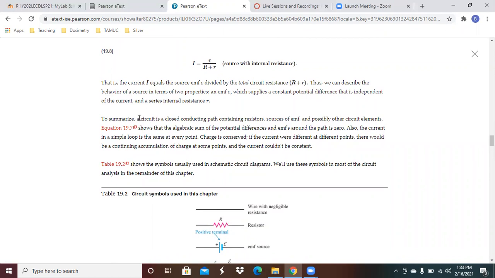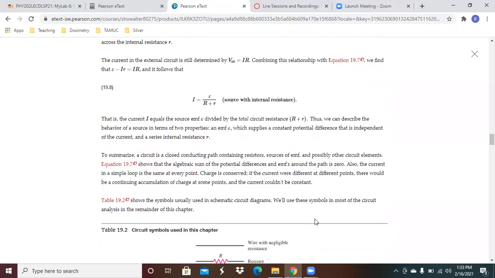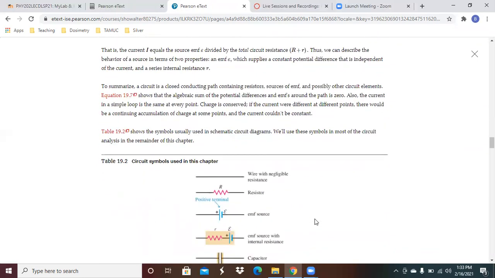So, summarizing, a circuit is a closed conducting path containing resistors, sources of EMF, and probably other circuit elements. What we're going to see in equation 19.7 is that the algebraic sum of the potential differences and EMFs around the path should be 0. Also, current in a simple loop is going to be the same at every point. And this is because charge is conserved. If the current were different at different points, then you would see accumulation of charge, and we don't see that.